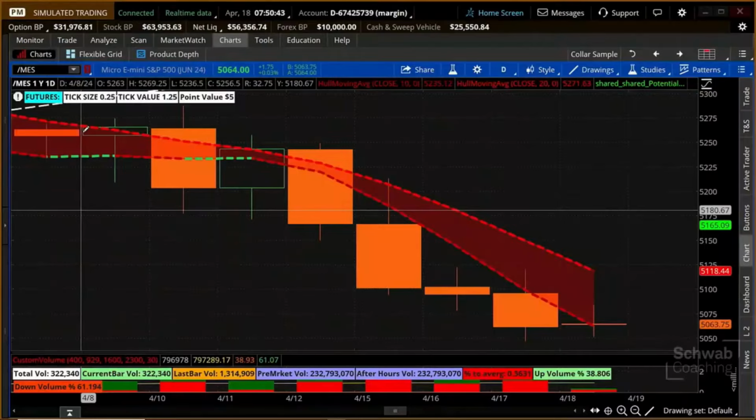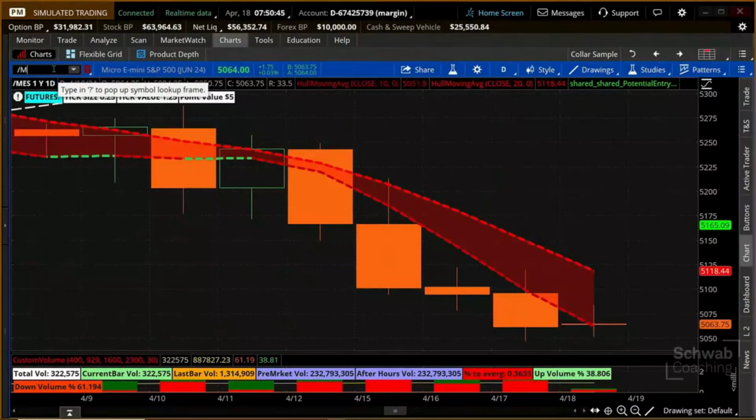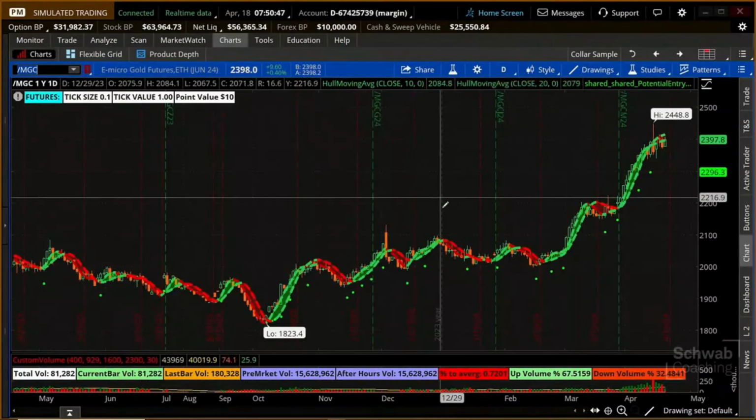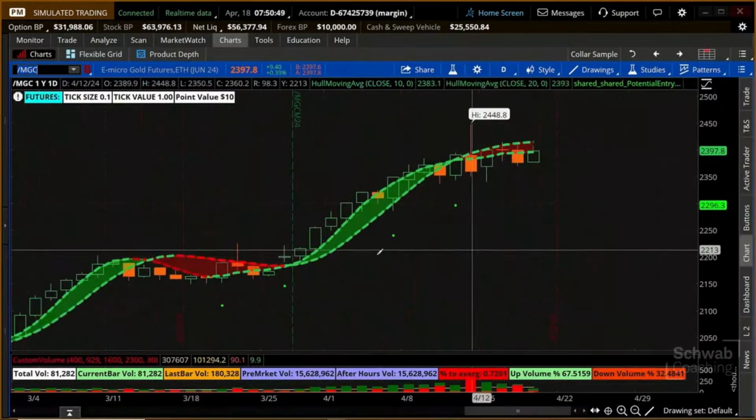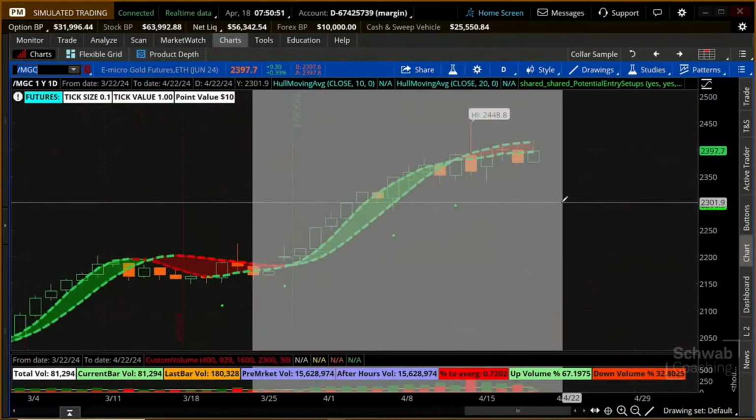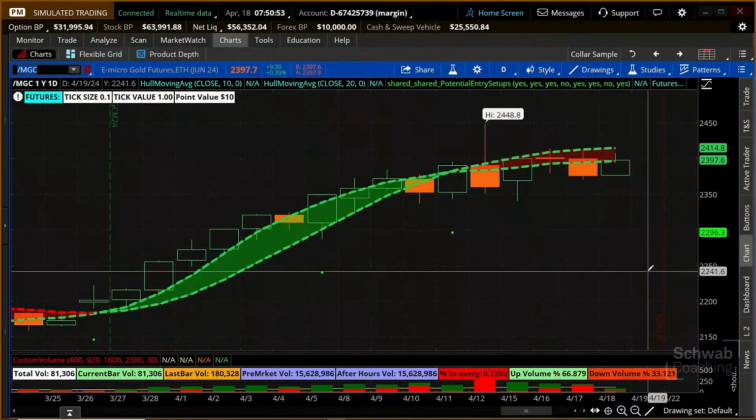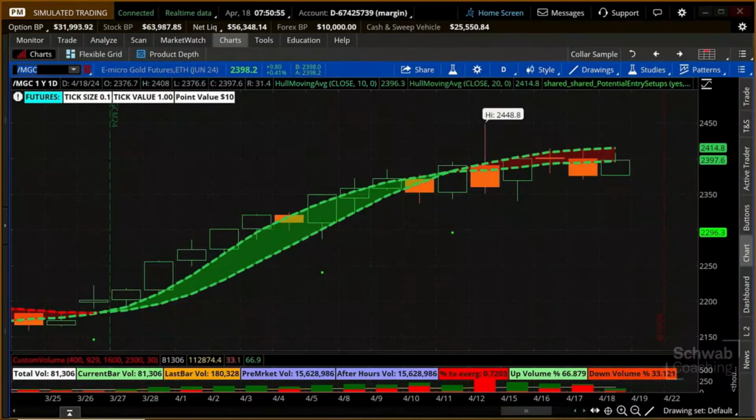Now, let's bring up gold just real quick. Let me show you the position. Now, if we take a look at gold, what's a little unusual about gold? Can anyone tell me what's a little unusual about gold that we don't always see? Now, again, how can we see which moving average we're using? We're using a 10. There we see the 10. And we see the 20 right there.